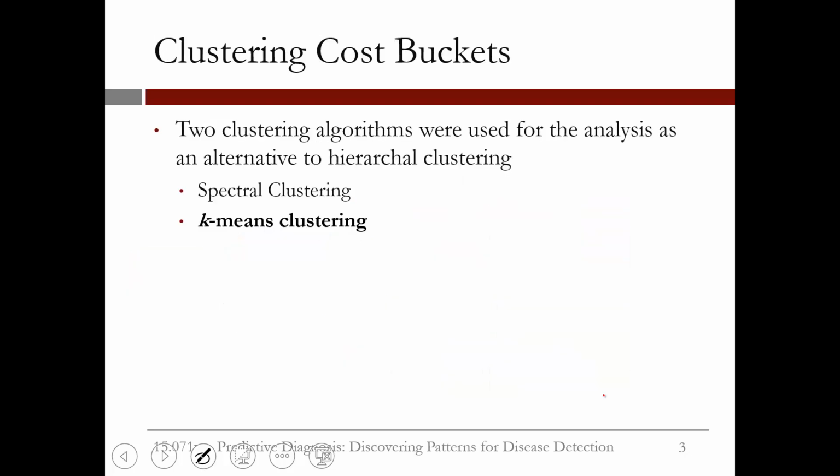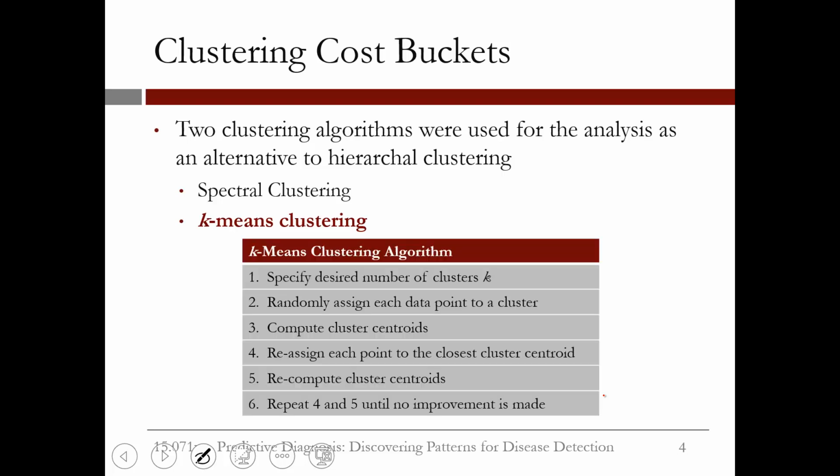The clustering methods used were spectral clustering and k-means clustering. We focus in the lecture on the k-means clustering. The broad description of the algorithm is as follows. We first specify the number of clusters, k. Then we randomly assign each data point to a cluster. We then compute the cluster centroids. We reassign each point to the closest cluster centroid. We then recompute the cluster centroids. And we repeat steps 4 and 5 until no improvement is made.